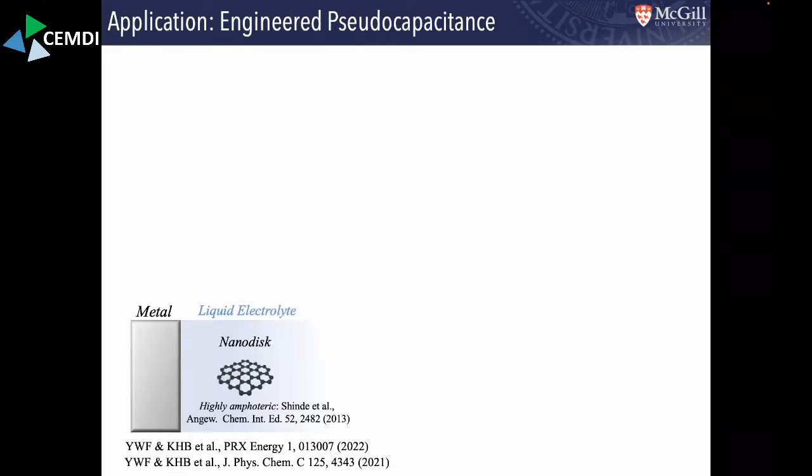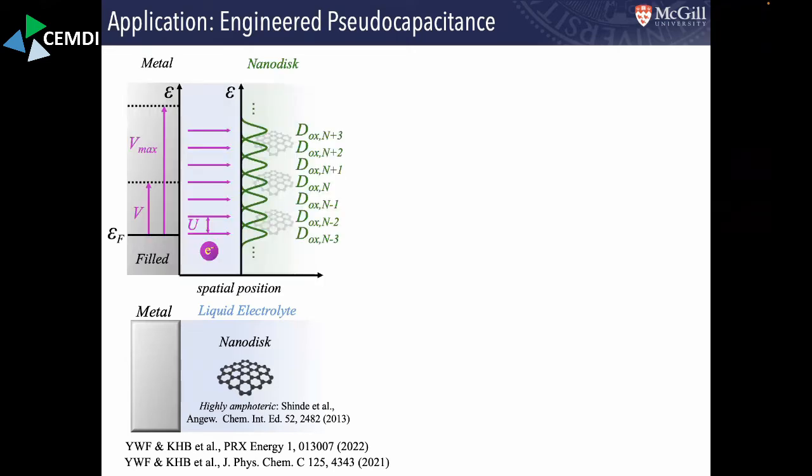So a recent application of this method that we just published in PRX Energy, and last year in the Journal of Physical Chemistry C, was looking at how we can engineer these redox peaks for multiple redox reactions. And it turns out these nanodiscs make for a beautiful system because they have highly amphoteric properties where you can easily add or remove electrons from them and they remain stable within the electrolyte window.